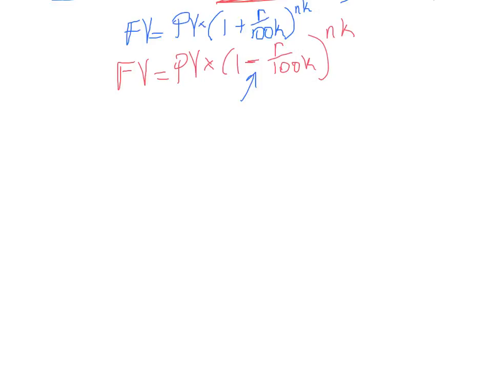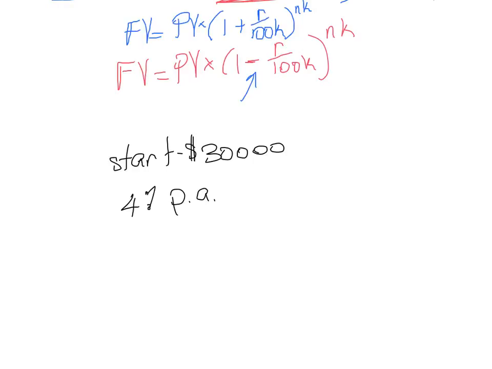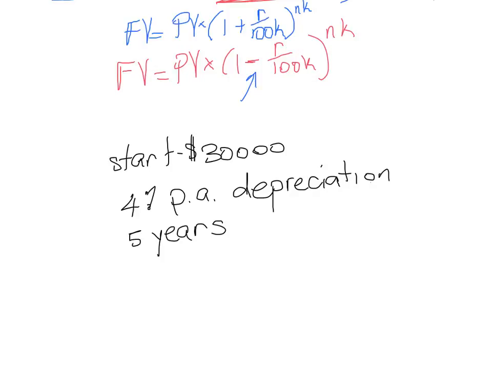So if my car is worth $30,000 at the start, it's worth $30,000, and it depreciates at a rate of 4% per year. Depreciation this time. And this is happening for 5 years. How much is the car worth at the end?